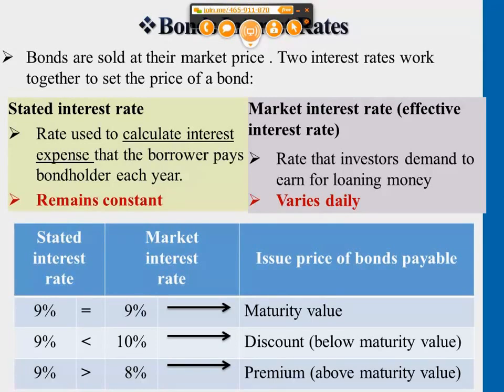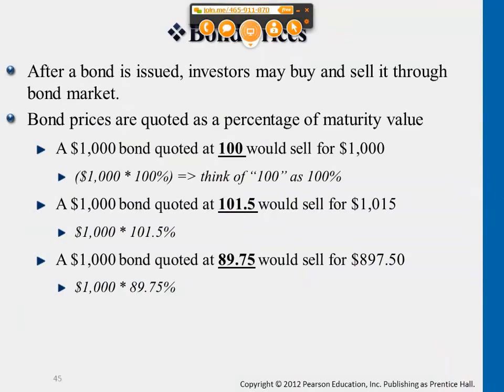Okay, so again, stated interest rate is what the company is offering while they issue the bond. Market interest rate is what the creditor is expecting.